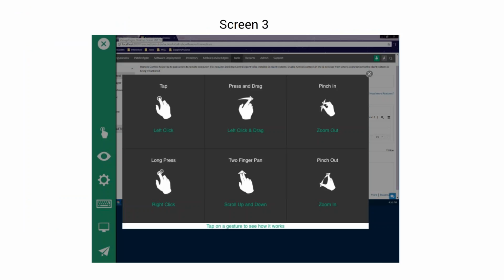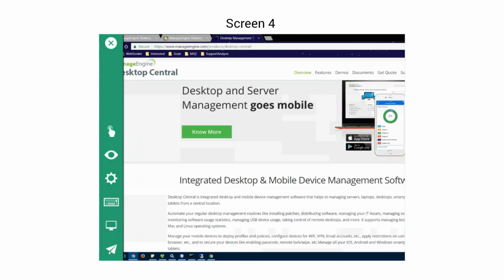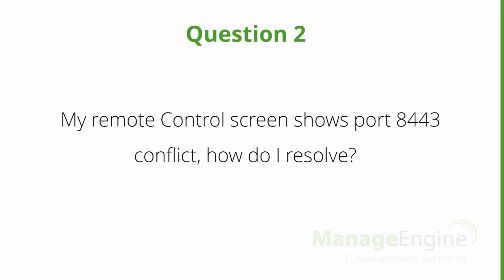After that, the next screen shows the instructions, basically how to tap, how to press and drag, how to pinch in, how to long press. This is just for your information, so you get more familiarized on how to use it. And then, once it is connected successfully, this is how it will look. On the left-hand side again, you'll have all the shortcuts or actions which you can make use of. You can also use a keyboard if you want. This is how it will look once it is connected successfully from the iPad. All right, hope that answers question number 1.